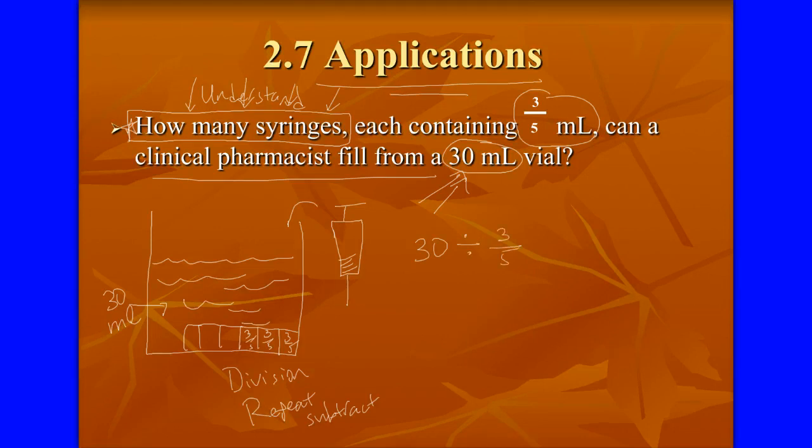And then if you recall how we learned to do that, remember you don't have a calculator yet, so we need to be able to do this without the calculator. And kind of the short trick or shortcut I told you was keep, change, change, where you take the first number and you keep it the same, 30. You change the division to multiplication, and you change that fraction to its reciprocal, which would be 5/3. So you have 30 times 5/3.